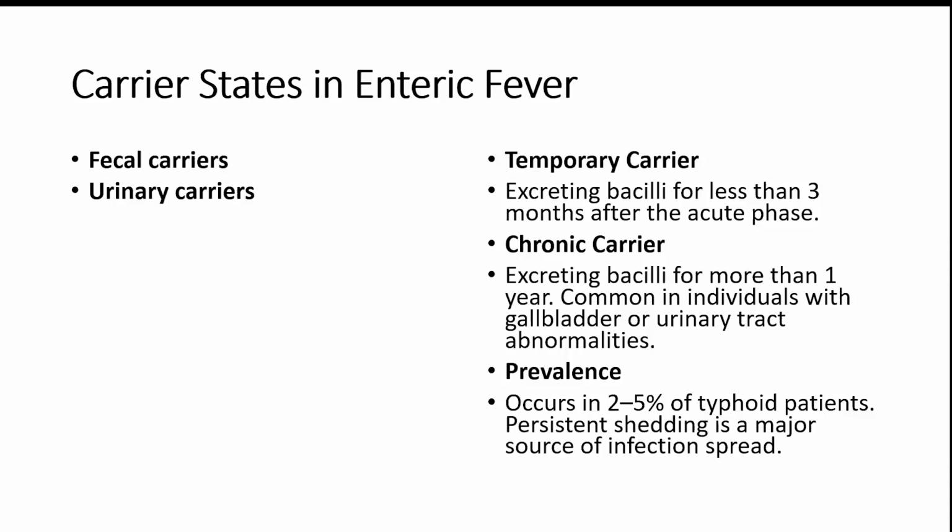And these chronic carriers usually have some abnormality of the gallbladder, like a gallstone, or they may have an abnormality of the urinary tract. As far as the prevalence is concerned, the carrier state occurs in 2 to 5% of typhoid patients. And this persistent shedding of the organism by the carriers is a major source of infection spread.